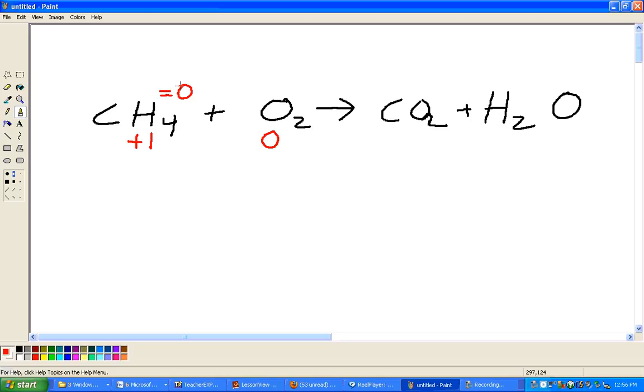So if I'm doing this, there's 4 of these. Each one is +1. The hydrogens must be a +4. So what is the charge on carbon? There's 1 carbon. That carbon has a -4 charge.